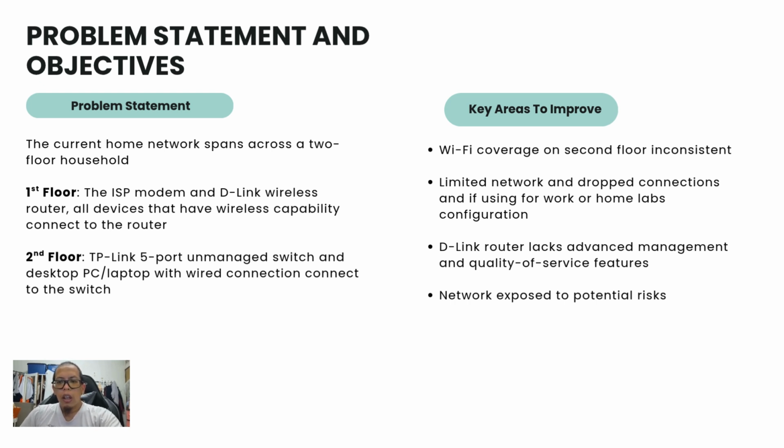So there are key areas to improve in this problem statement. Wi-Fi coverage on the second floor is very inconsistent. Whenever we try to access the internet, especially when streaming media or playing video games, there is a limitation on the network and connections drop if we are using it for work and home lab configuration. Then the D-Link router lacks advanced management and quality of service features, and the network is also exposed to potential risk.